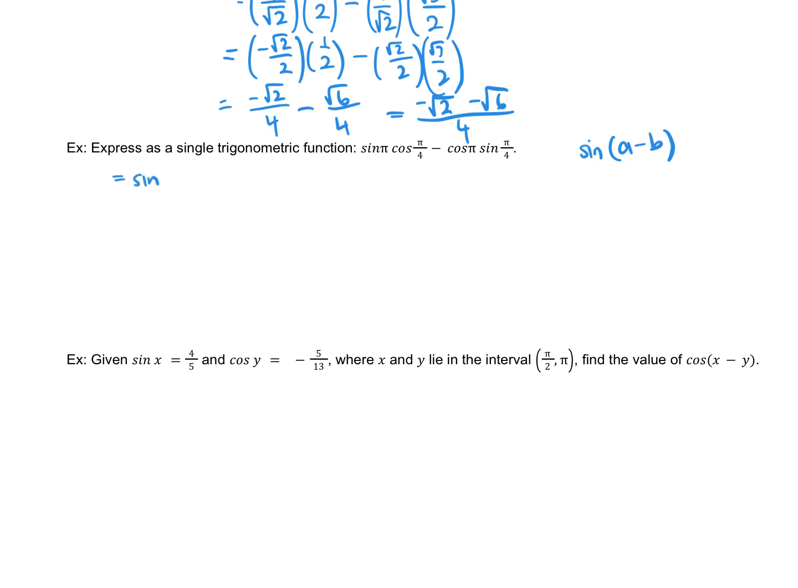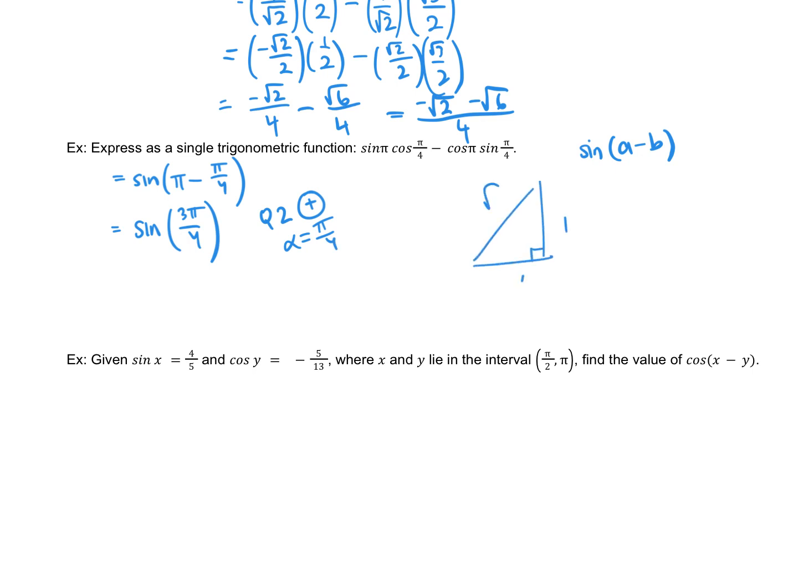So I will turn this long expression into sine of pi minus pi over 4. And if I get myself a common denominator and clean this up, it will be sine of 3 pi over 4. Well, here we're in quadrant 2. Here sine is positive. We know our alpha is pi over 4, so we can draw our isosceles triangle quickly if we need to. And opposite over hypotenuse is 1 over root 2, which is root 2 over 2. We would have gotten that if we used the long expression as well. It just would have taken a little longer.